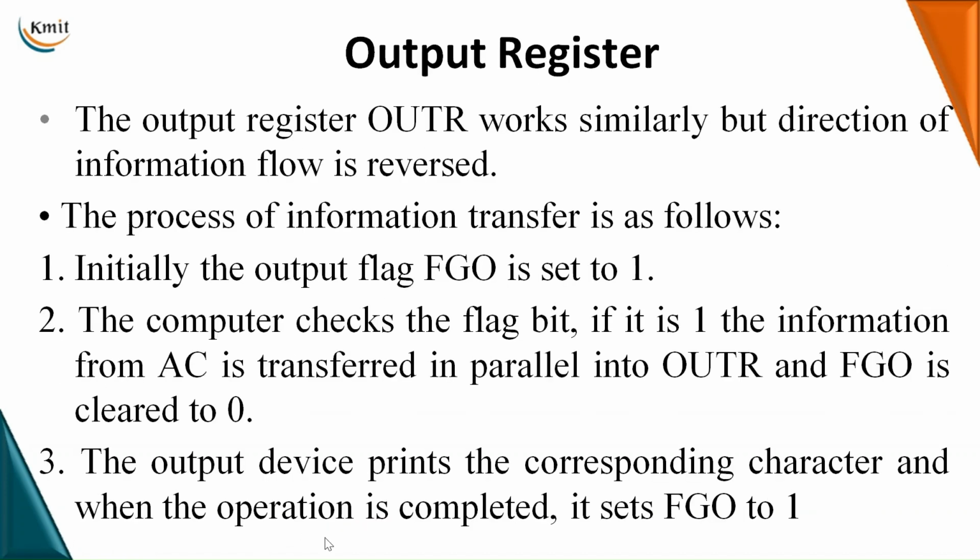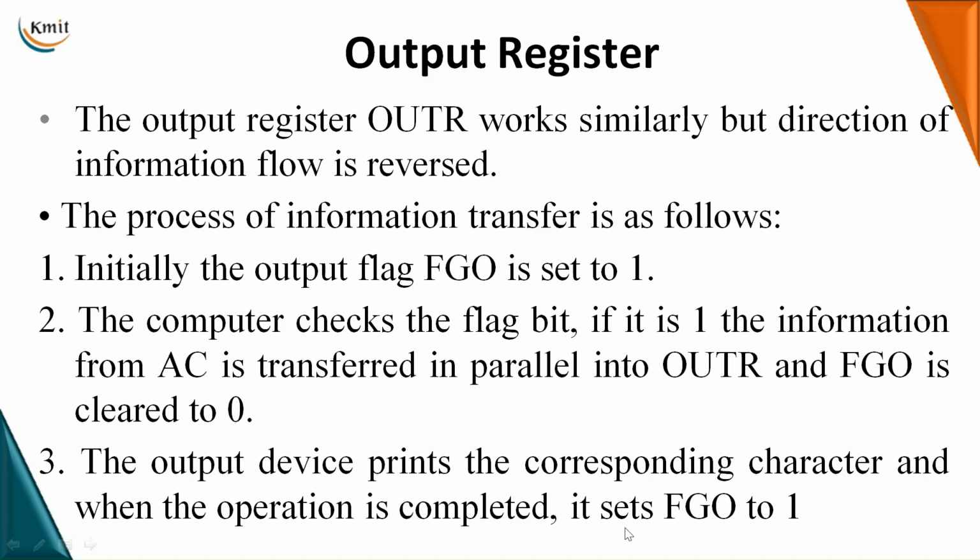Next, coming to the output register. The output register works similar to the input register, but the direction of the information flow is reversed. So if you see the process of information transfer, initially the output flag FGO will be set to 1 whenever it is free. The computer keeps checking the flag bit of the output register. If it finds that it is set to 1, the information from the accumulator is transferred into the output register and the flag bit is cleared to 0.